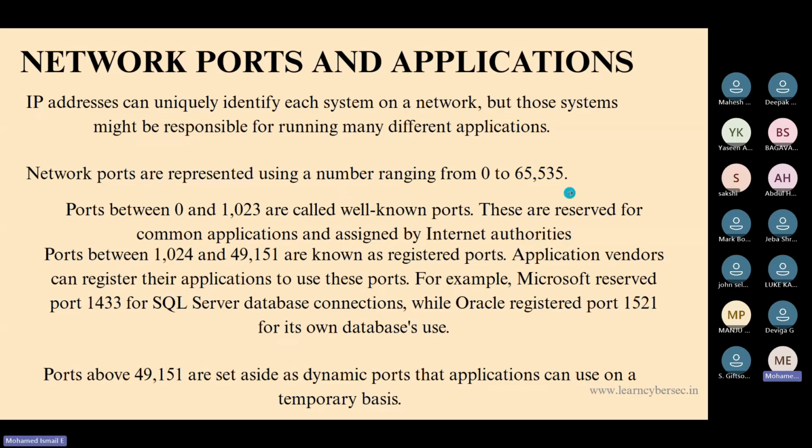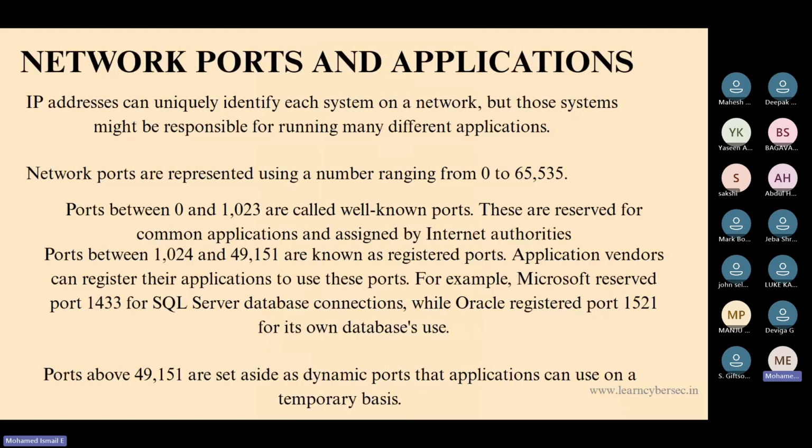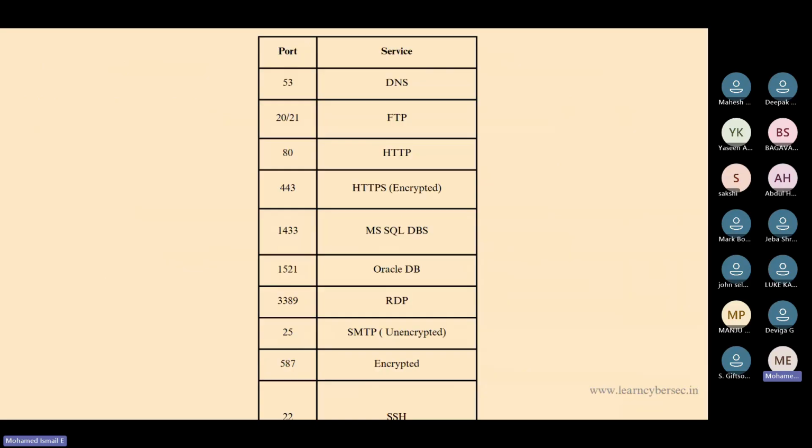All right, this is just a number of things, but you need to remember, keep this slide. I will share the entire deck post this call. Next, the range between 0 to 1023 is called well-known ports. These well-known ports are mapped to some popular applications. For example, 53 is mapped to DNS, 20 and 21 to file transfer protocol, which is FTP, 80 is reserved for HTTP, 443 for HTTPS, 1433 SQL DB, 1521 Oracle DB, 3389 RDP, 25 SMTP, 587 is the encrypted protocol, 22 is SSH.